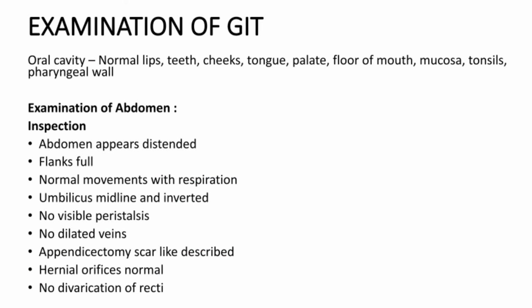Now let us begin with the examination of the gastrointestinal system. The oral cavity showed normal lips, teeth, cheeks, tongue, palate, floor of the mouth, mucosa, tonsils as well as pharyngeal wall. The examination of the abdomen. Inspection showed that the abdomen appeared distended, the flanks were full, they had normal movements with respiration, no visible peristalsis and no dilated veins, the umbilicus was midline and inverted, appendicectomy scar like described, the hernial orifices were normal and there was no divarication of recti.